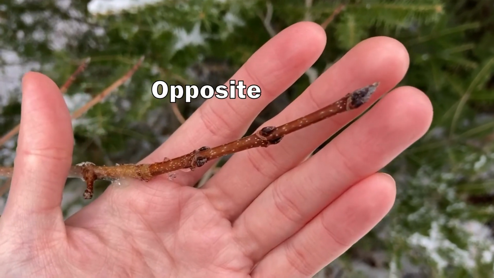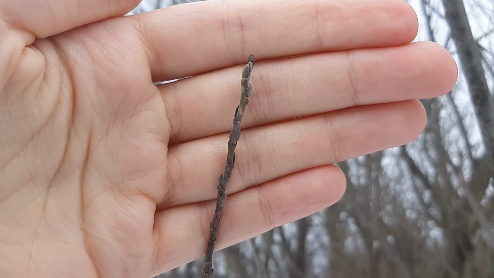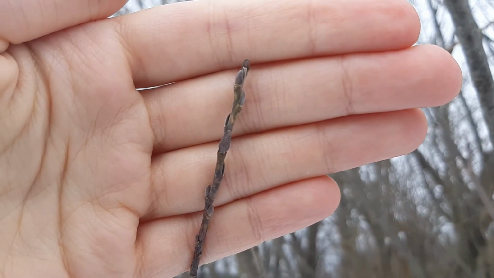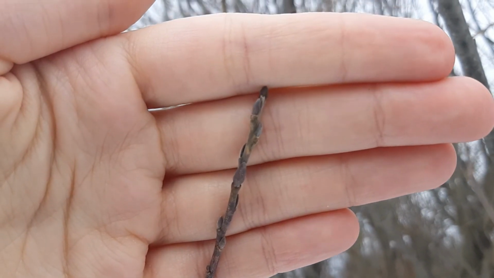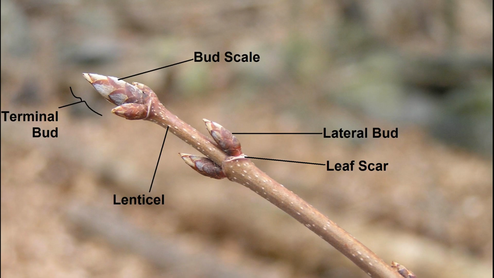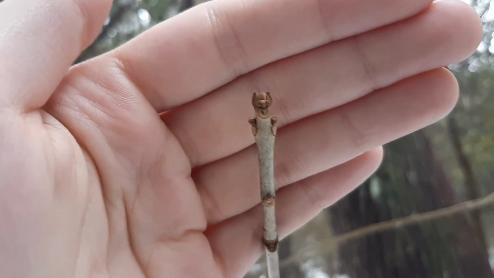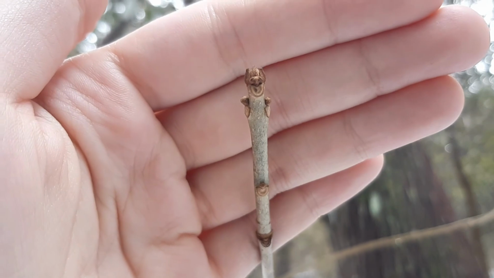Some other features you should look for when examining buds are the size and shape of the bud, as well as the color of the bud. You can also check to see if the bud has hairs or is smooth. You can look at the number of bud scales and the appearance of the leaf scar, which is located beneath the bud. All of these traits can help you determine what tree you might be looking at.